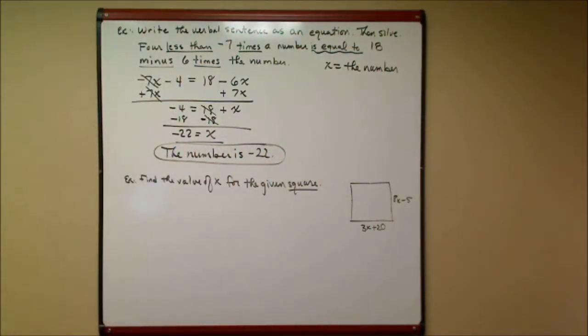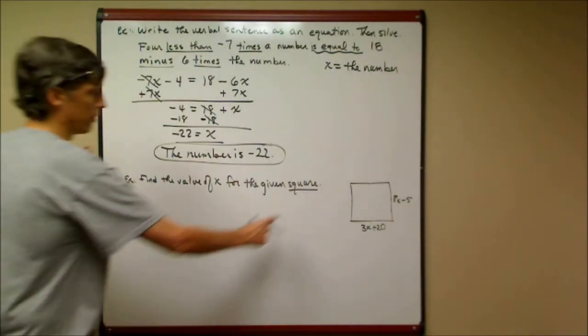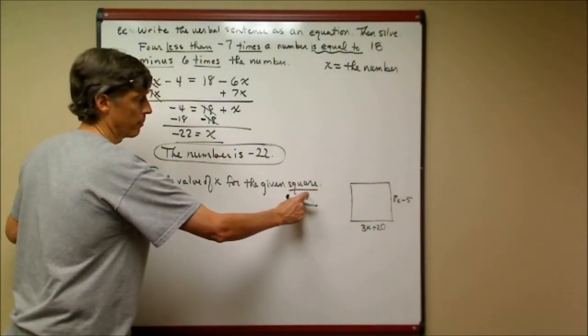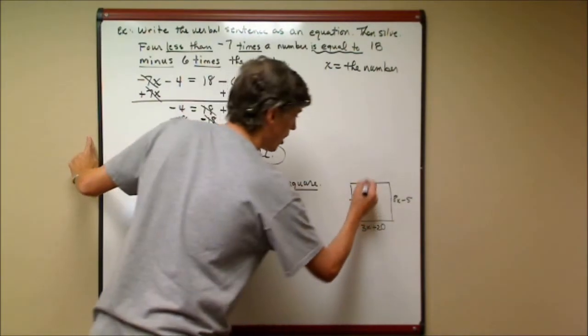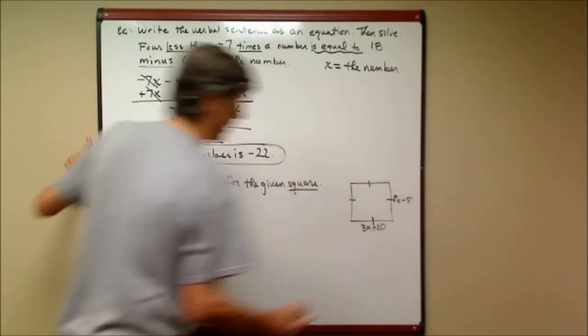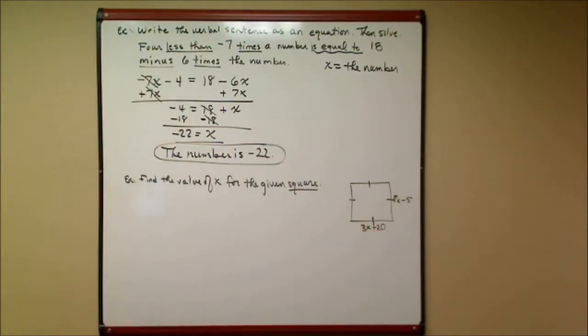Okay? Next problem up. We have a diagram of a square. We have the sides measured. It says find the value of x for the given square. Now, I had underlined square here because I want to make sure you understand with a square, all 4 sides have the same length. This is not a perimeter problem like we've done in the past. I have to use the fact that the 2 sides are going to have the same measure.